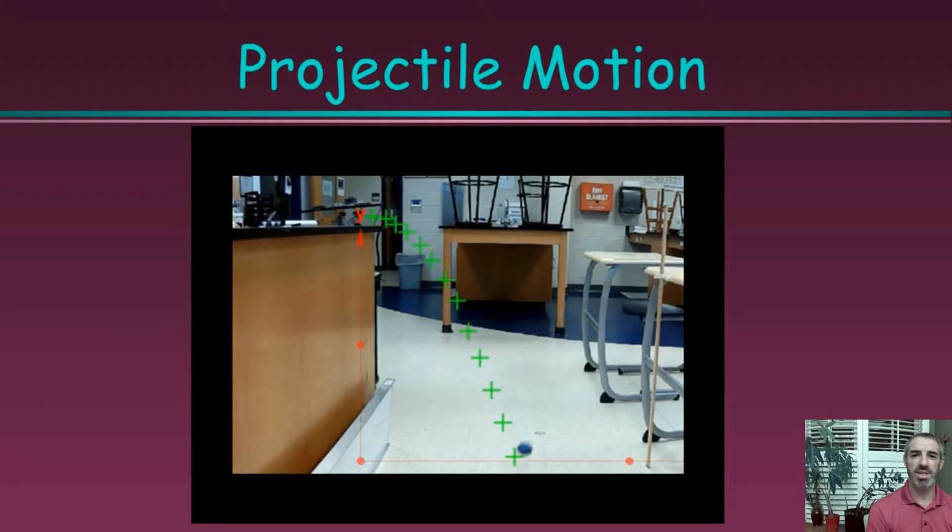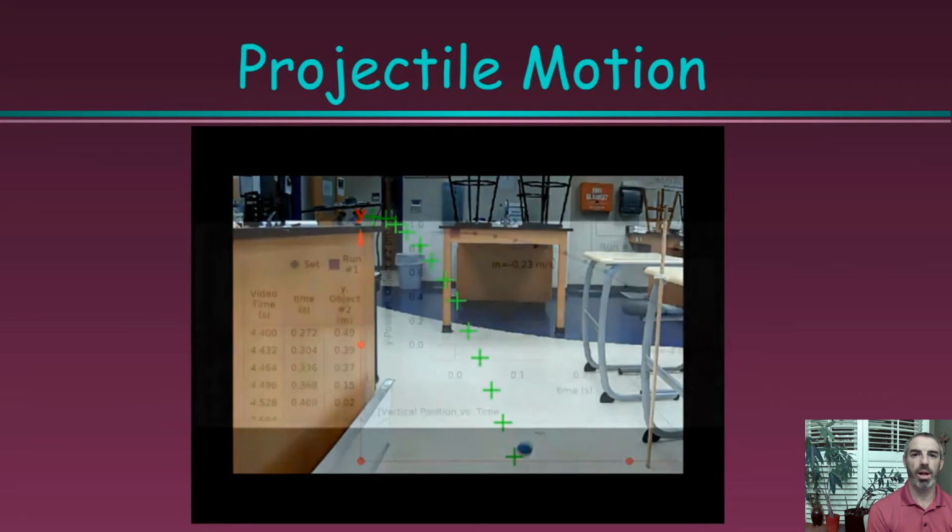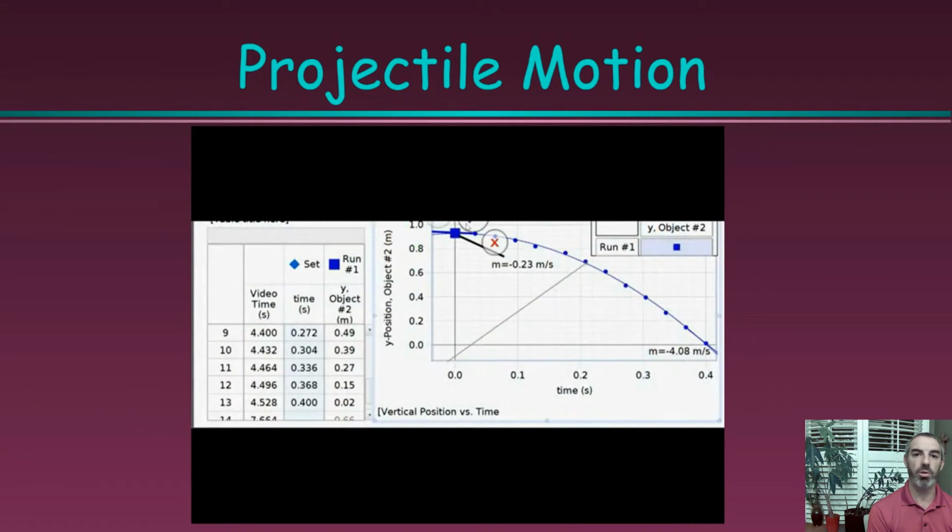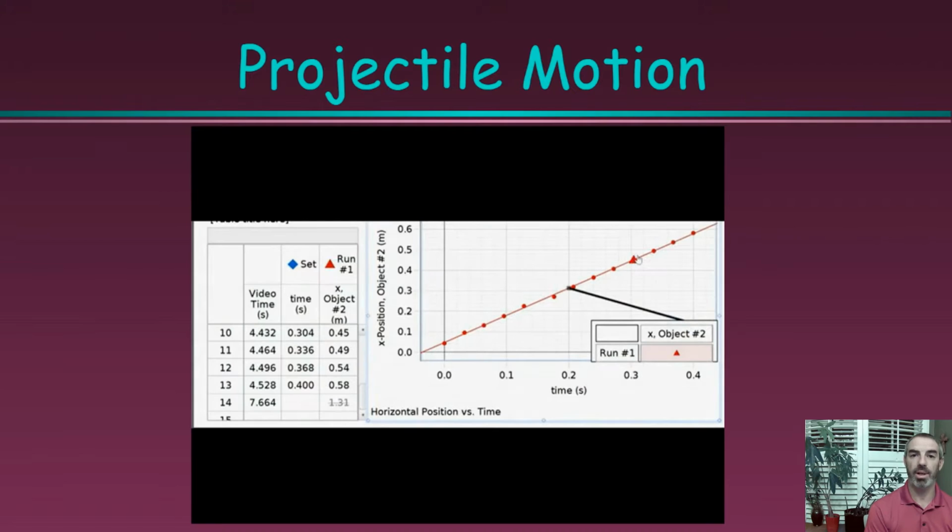Now, if we look at the data that we get from this and plot a position versus time graph for the vertical direction, we can see that the slope of this curve is getting steeper and steeper, which tells us that the speed is increasing in the vertical direction. If we look at this from the x direction standpoint, we can see that this graph shows a straight line. And what does that mean? Well, that means that the velocity is constant in the x direction.